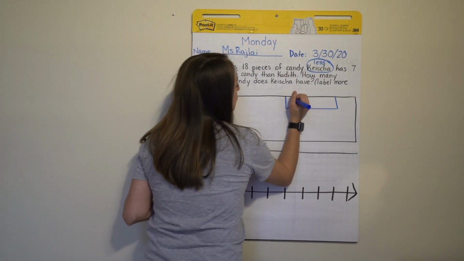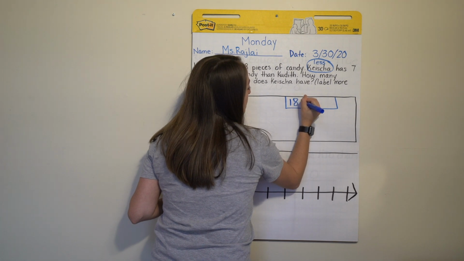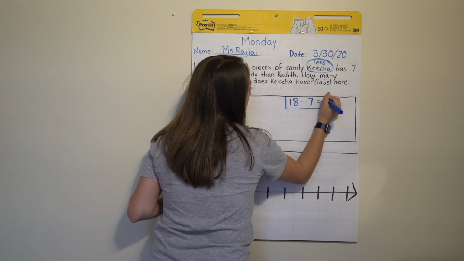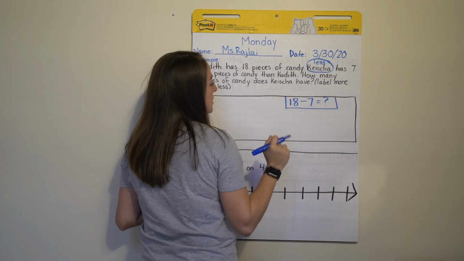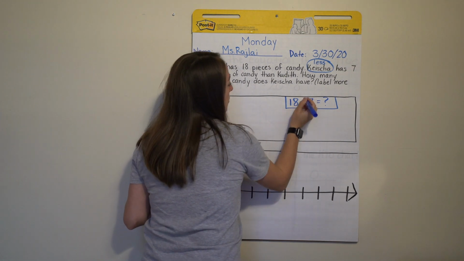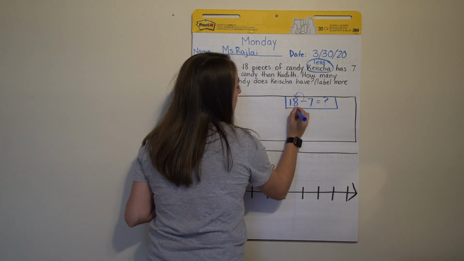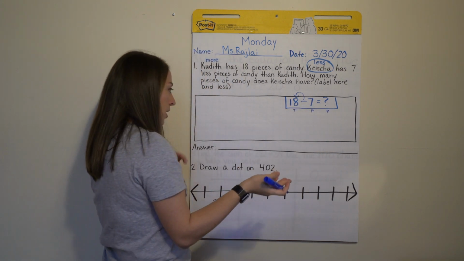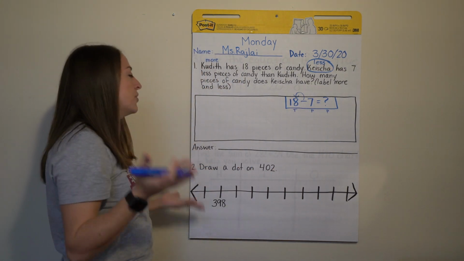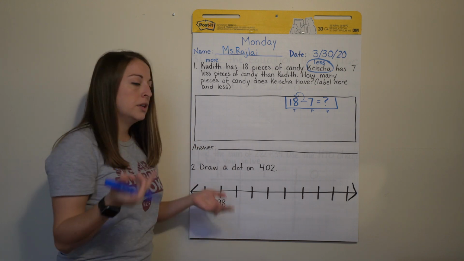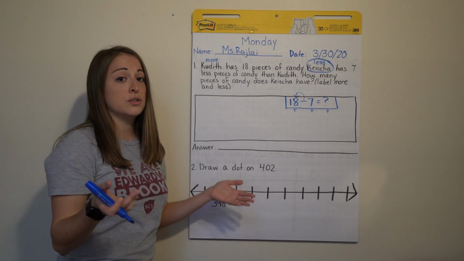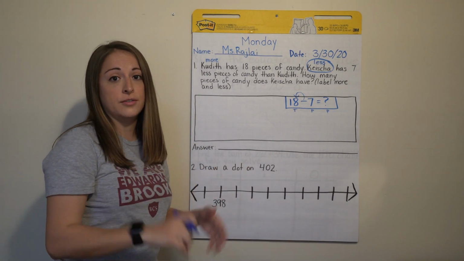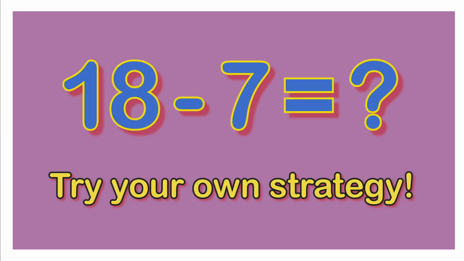Okay, so hopefully you wrote 18 minus 7 equals question mark, because less means we're going to subtract. Now I'm going to label my total and my parts, and I'm missing a part. Now remember, there's many different ways we can solve this. I'm only going to show one strategy, but you can show more than one if you want. So you can get started now.